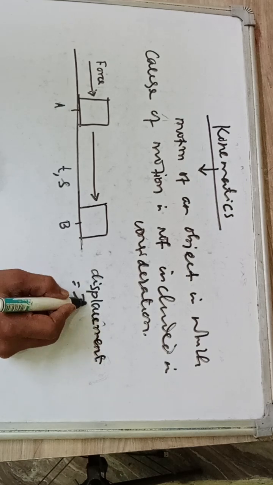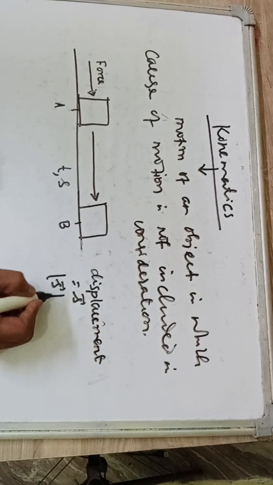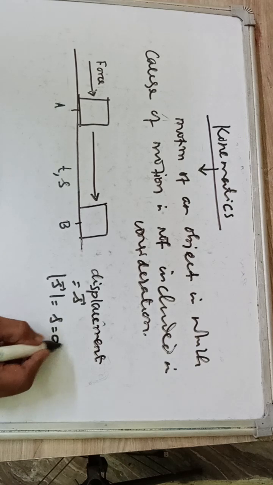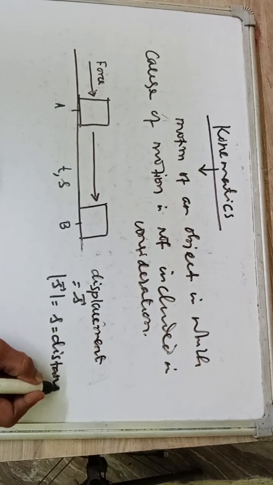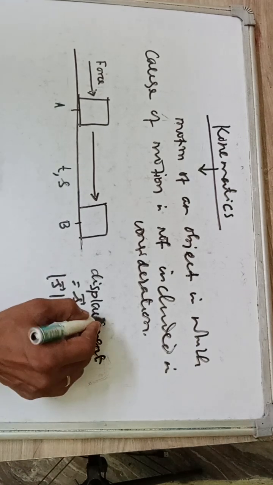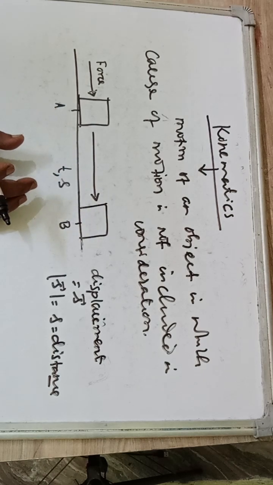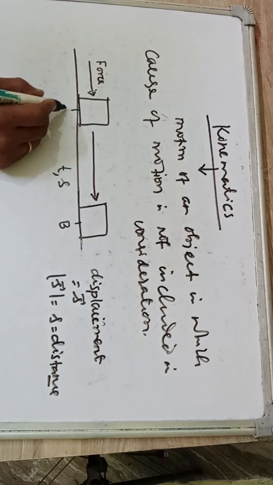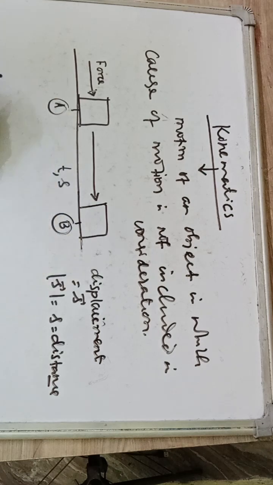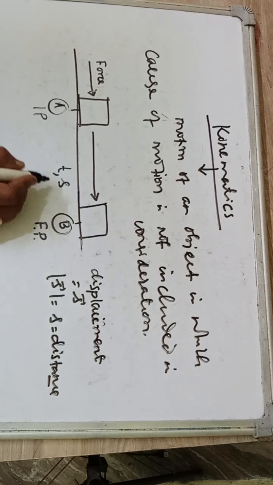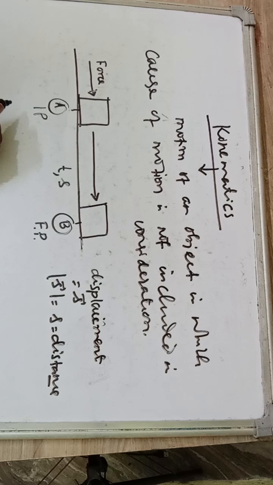So in this case, this distance became displacement, that is s, and the magnitude of displacement is s, that is our distance. We know displacement is the distance in a given direction, or the shortest distance between two positions. This is the initial position and this is the final position. Right.